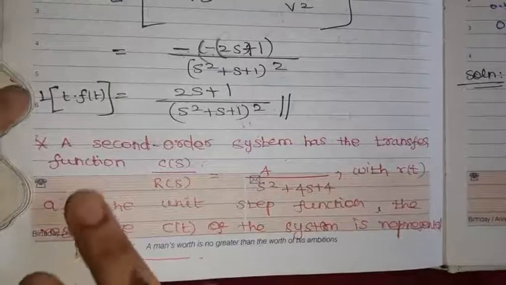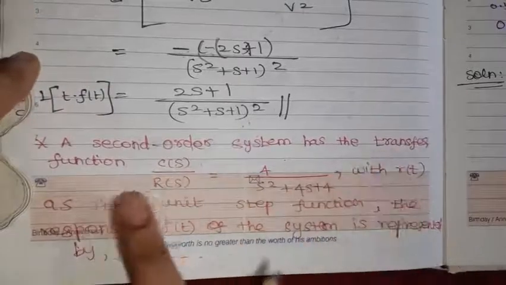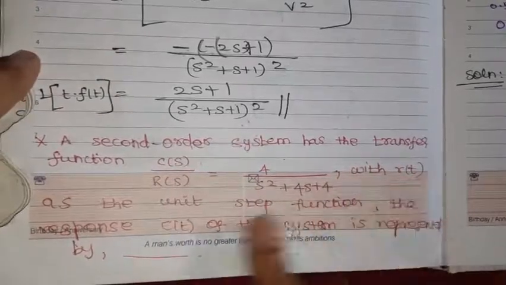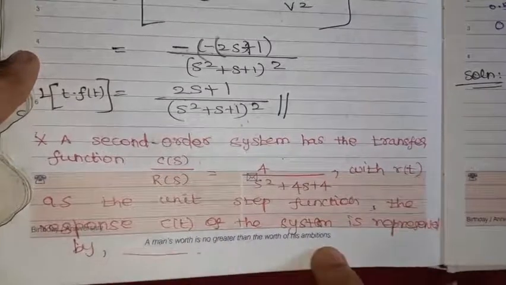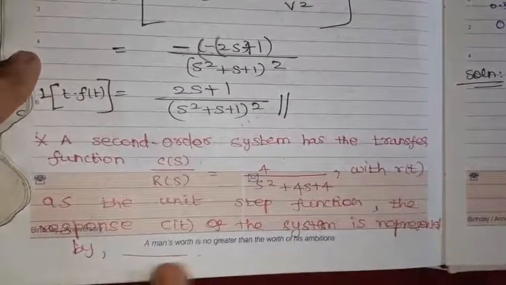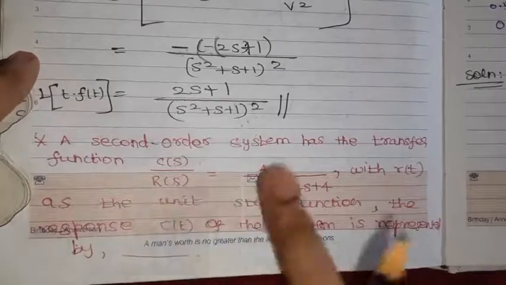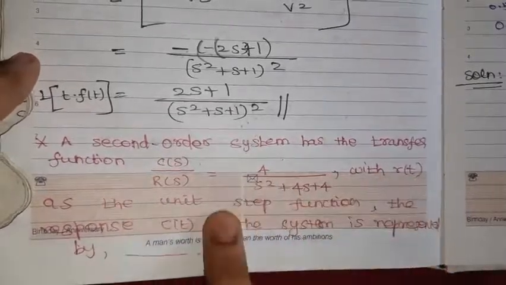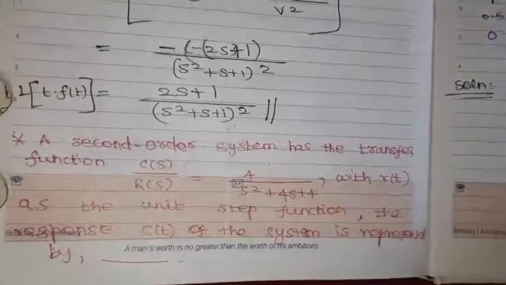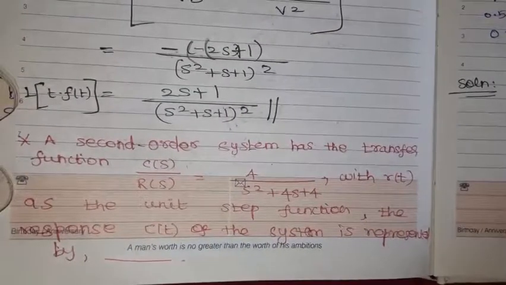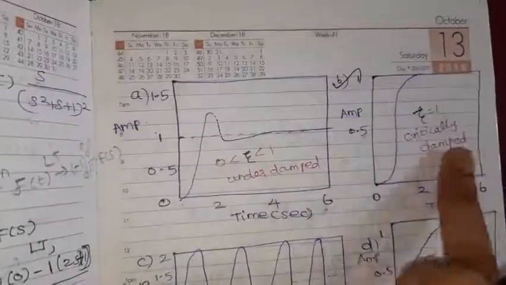Okay. So a second order system has the transfer function given with r of t as a unit step function. The response c of t of the system is asked. So c of s, r of s is given, r of t value is given as unit step input, which is nothing but u of t. So we need to find out c of t from the given diagram. Okay. So 4 different options are given. We are going to find out from this.